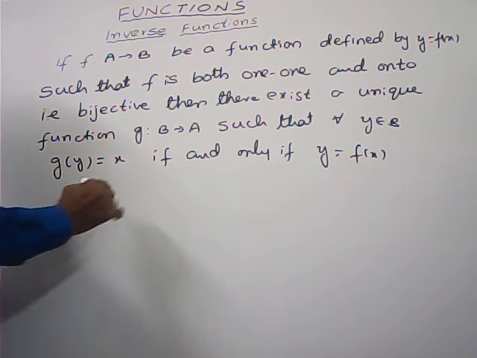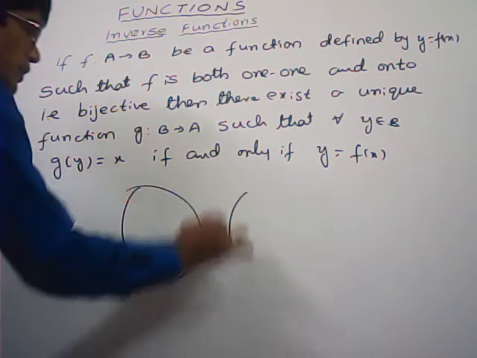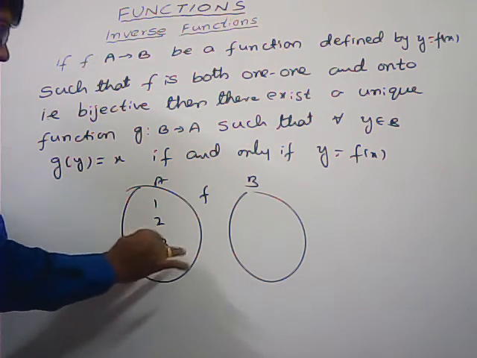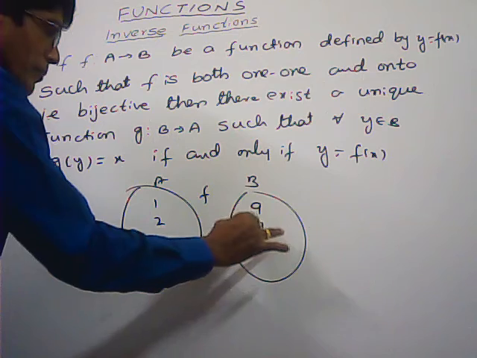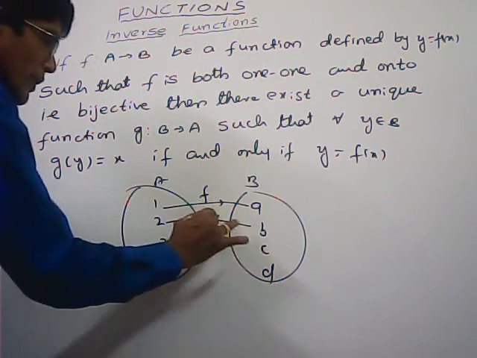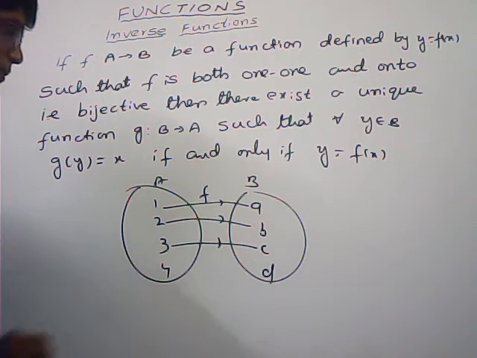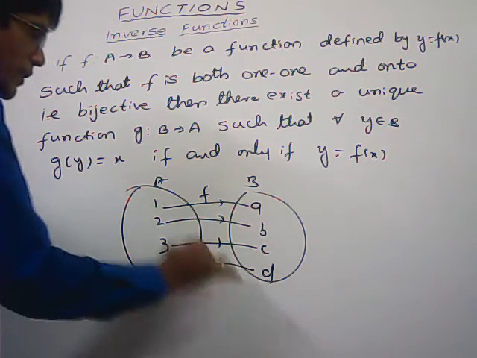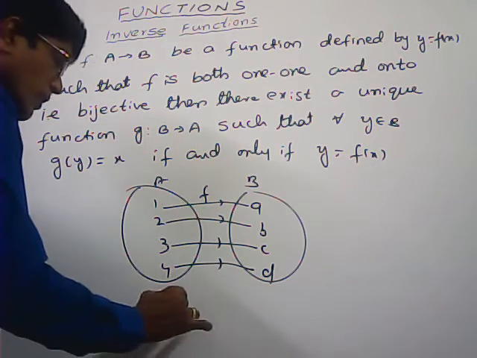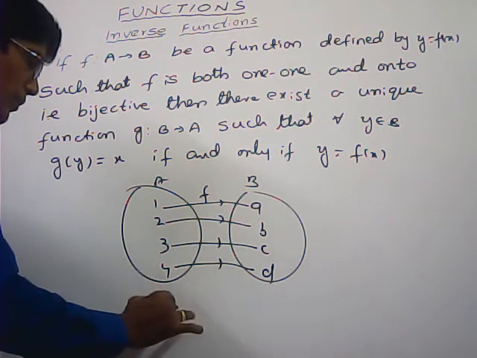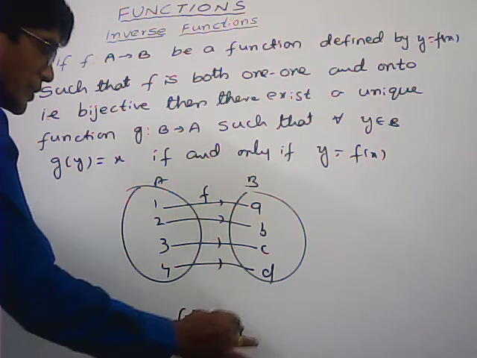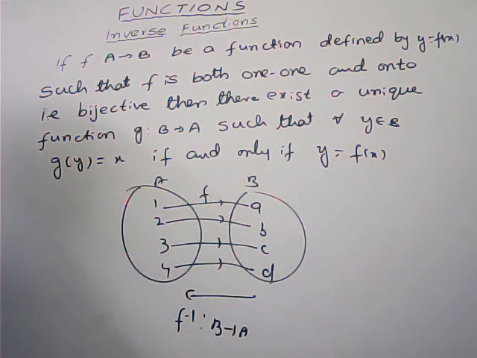For example, here f is the mapping from A to B. Here I am taking 1, 2, 3, 4 and here a, b, c, d. The image of 1 I am taking a, the image of 2 under f is b, the image of 3 under f is c, the image of 4 under f is d. Now, this is one-one and onto. Then there exists one function f inverse mapping from B to A. There exists only one function from B to A.